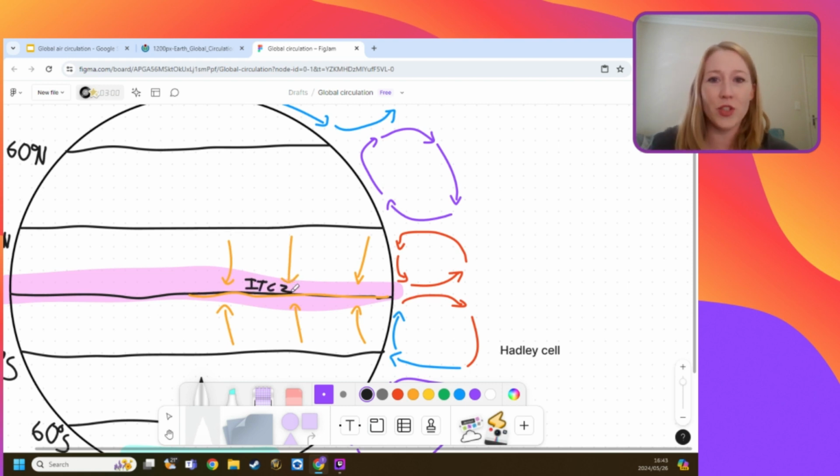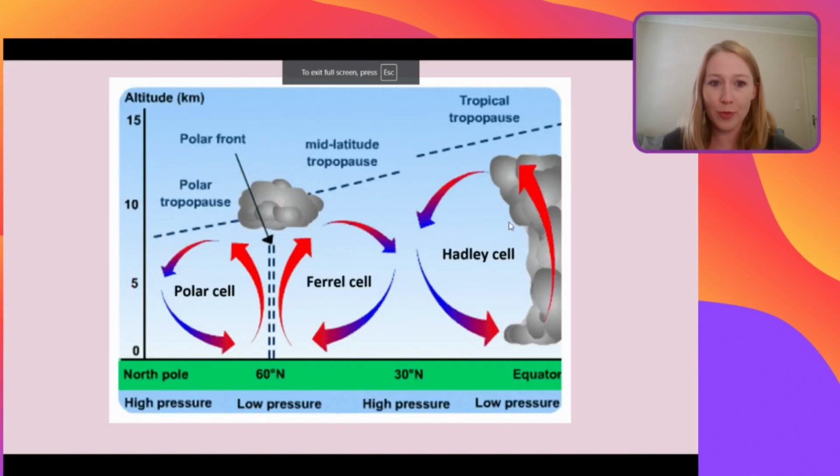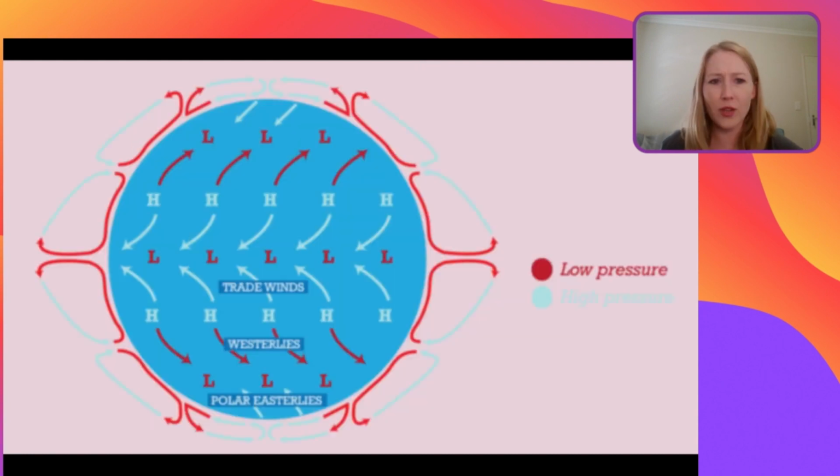There we go, the intertropical convergence zone. I'm hoping this is making sense so far. I'm trying to go through it slowly and clearly. Oh, this diagram is so blurry. It's fine. We're going to rewrite most of this on our diagram as well.